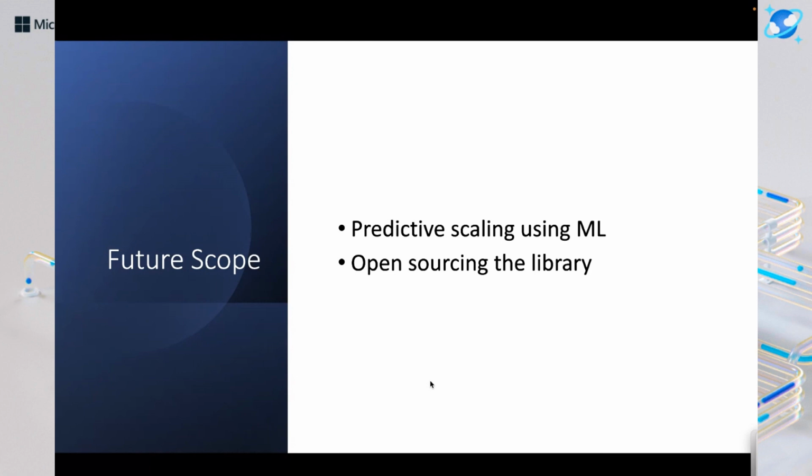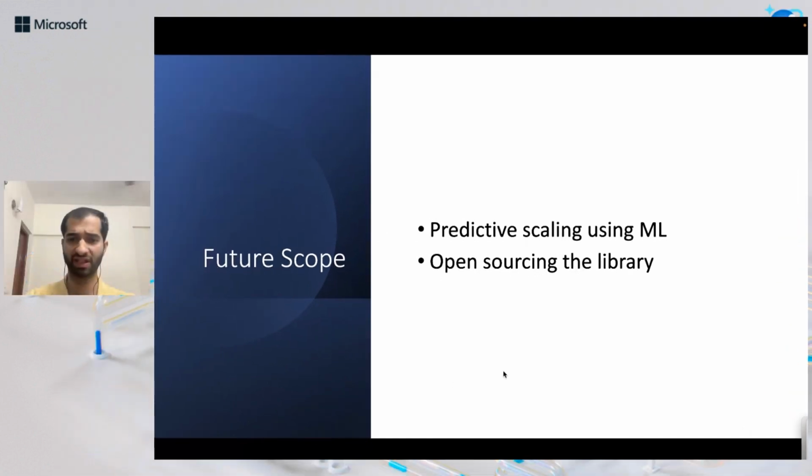Another thing is, I'm sure by now many people in the audience want to try their hands on this library. As of now, it is a proprietary library. We have not open sourced it, but we are considering open sourcing it. So soon you may be able to hear something about this.